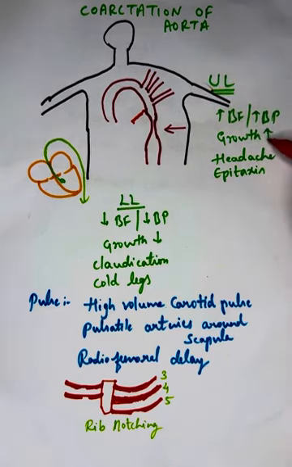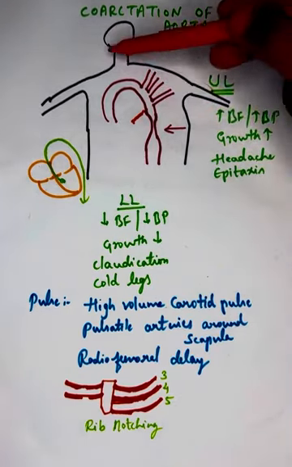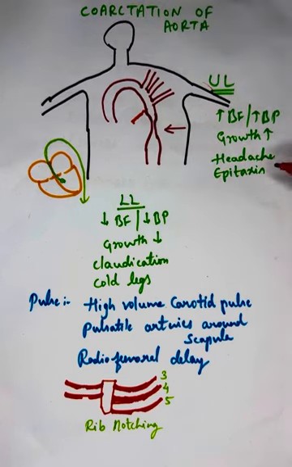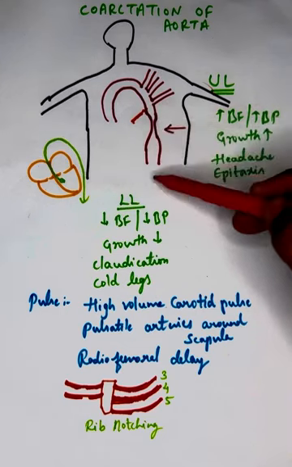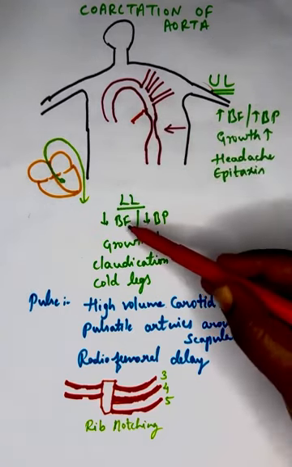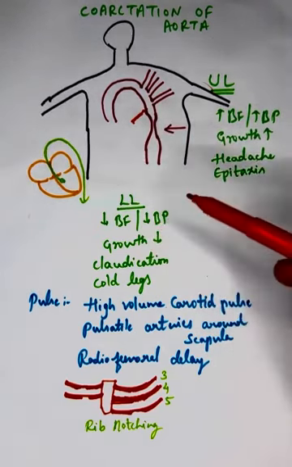So relatively the growth of these organs would also be higher, and the blood pressure is higher in the upper limb and head. The patient will present with epistaxis, meaning nasal bleed. Patient also complains of headache, and these are mainly because of hypertension. Now the blood flow to the lower limb is reduced, so the blood pressure is less in the lower limb.